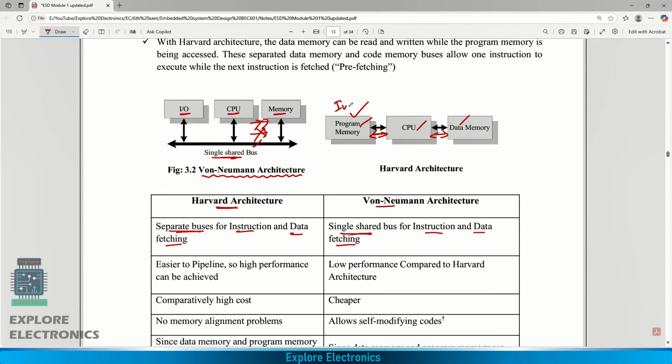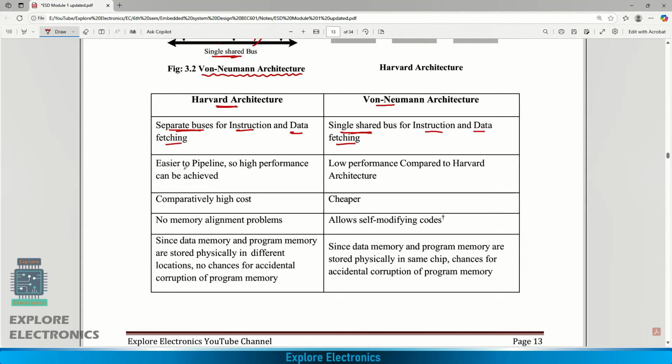Instruction in the sense of program memory: all the instructions are stored in ROM. Data in the sense of data memory usually operates with RAM, right? So there are separate buses for instruction and data here, and a shared bus here. It is easy to pipeline here, so high performance can be achieved. Here is low performance compared to Harvard architecture. Harvard is comparatively costlier, the other is cheaper, and no memory alignment problems come here. Here some alignment problems will come.